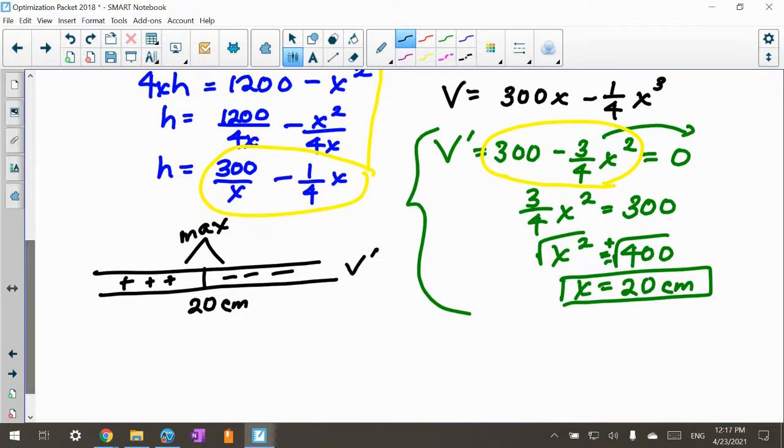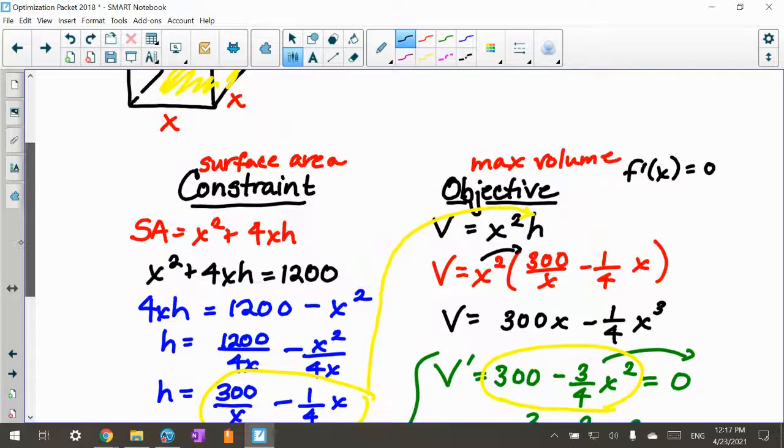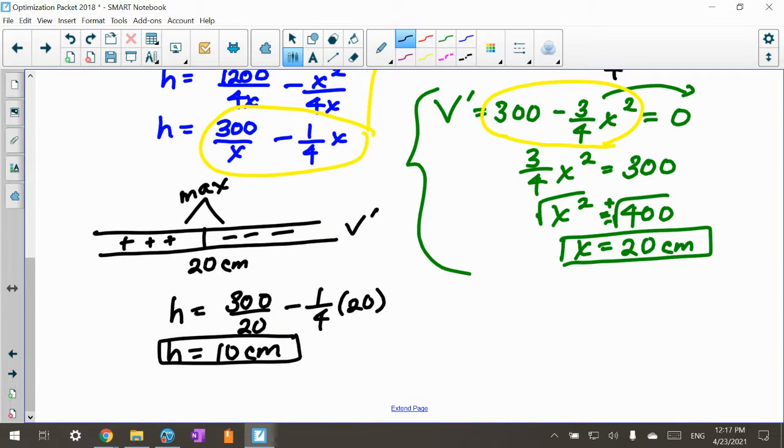Now I can come up and say here in the blue, what is my height? So my height is now going to be 300 over 20 minus 1/4 of 20. And when I do that, I get my height to come out to be 10 centimeters. So this is 20 centimeters here. So is this. And my height is 10 centimeters. Now I know the dimensions of the box, but they want to know the largest volume. So we actually have to multiply 20 times 20 times 10 to find the largest volume.